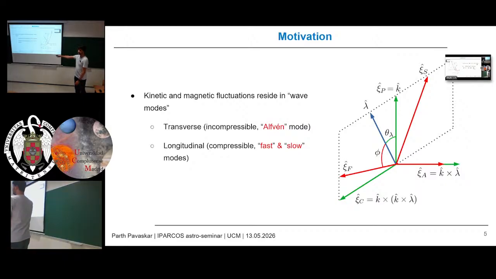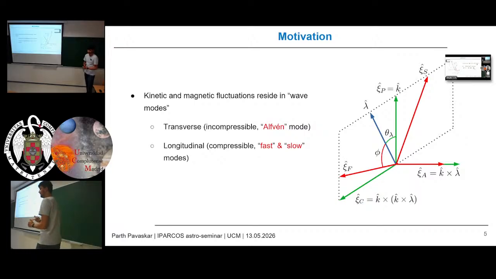So essentially, you have three linear modes. Any kind of perturbation in the magnetic field, in the velocity field, in any MHD system can be decomposed into essentially three plasma modes that propagate this perturbation, right? And here is a schematic.